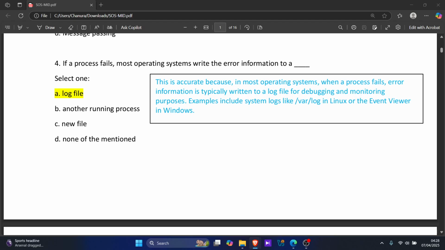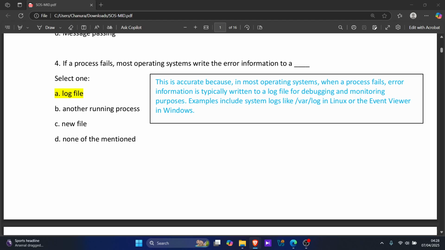Okay, let's tackle this question. So the question is asking where most operating systems write error information when a process fails. The options are a log file, another running process, a new file, or none of the mentioned. First, I need to recall what I know about operating systems and error handling.